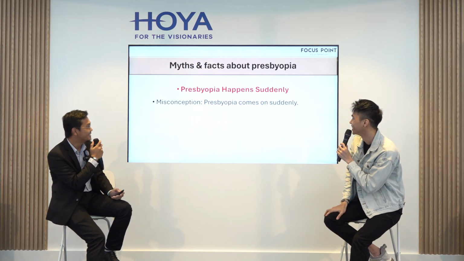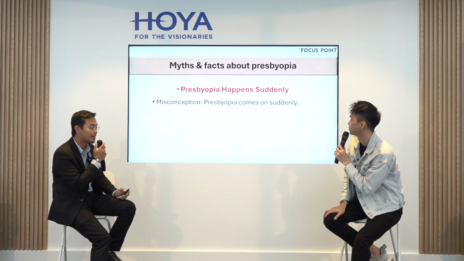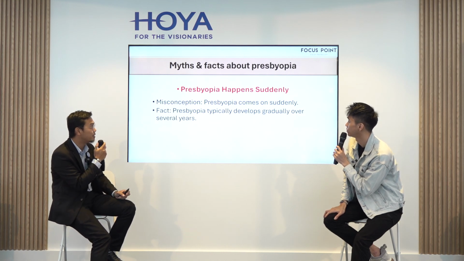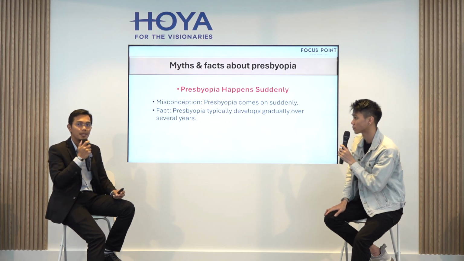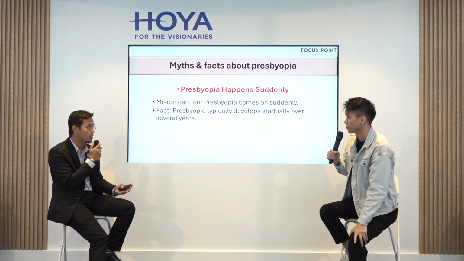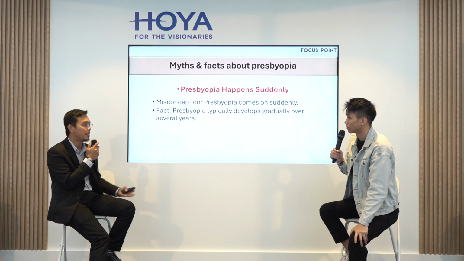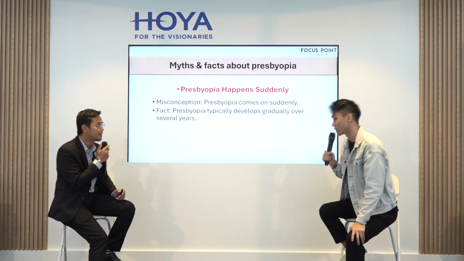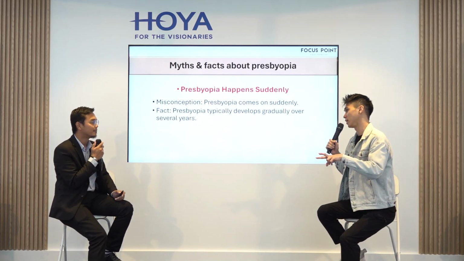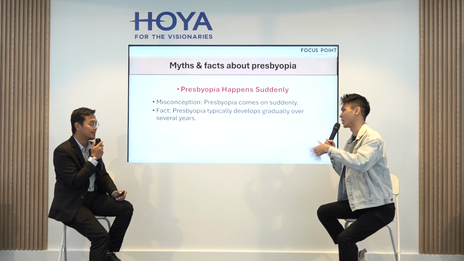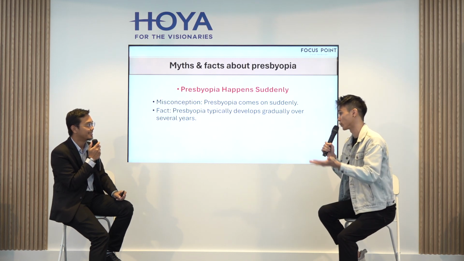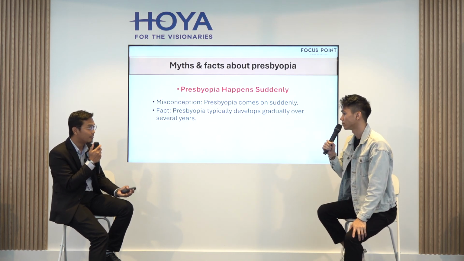Okay, so this is the misconception. People think presbyopia comes on suddenly, but basically presbyopia typically develops gradually over several years. Yeah, so it may start before your age of 40, because aging happens every day. But sometimes it might depend on the individual, right? Some people might age earlier. Maybe there are some people who have that symptom in their early 30s, right? Yes, correct. It depends on your lifestyle as well.